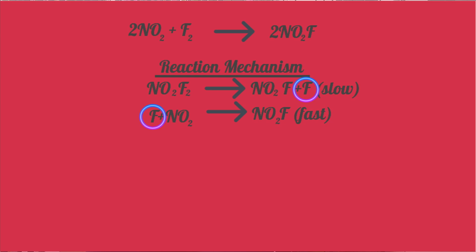Now, if a species is found in an elementary step, but not in the overall equation, it is called a reaction intermediate. Now, that's all there is to the video.